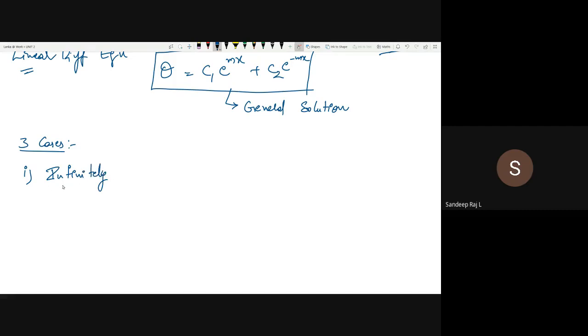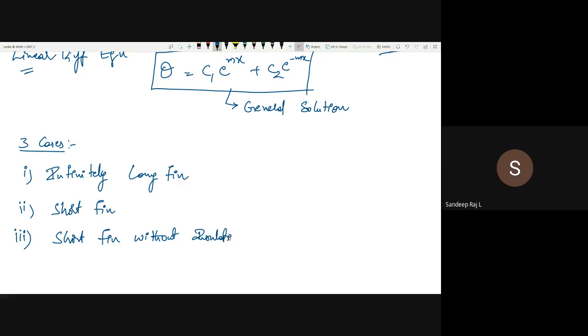So the first one is the infinitely long fin. The second case is the short fin. And the third case is the short fin with tip insulation. Let me take the short fin without insulation here, and I'll take the short fin with tip insulation. So these are the three cases.